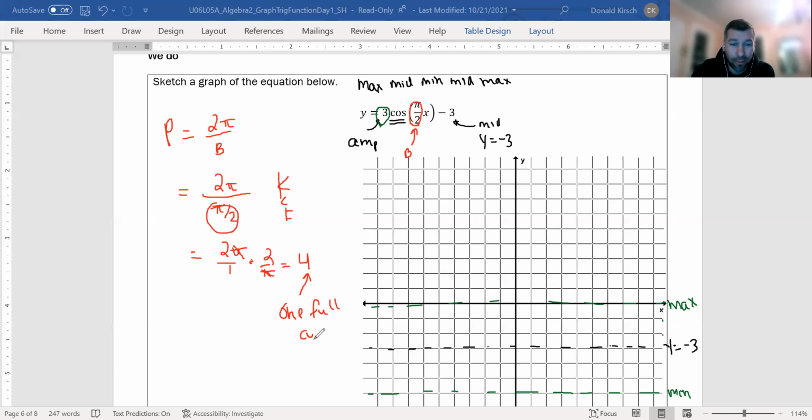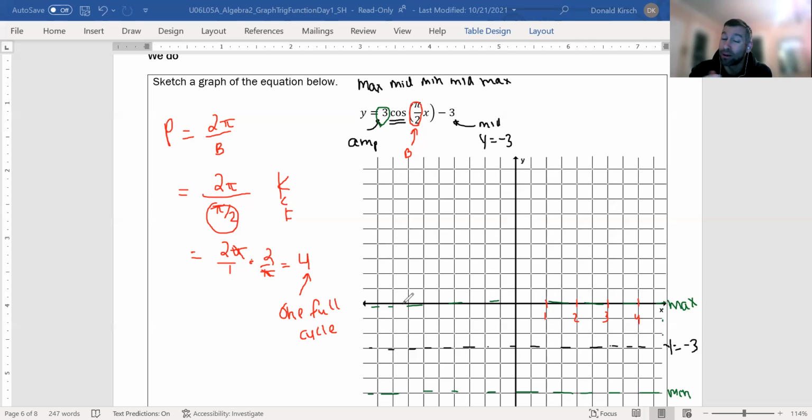Notice how we're not counting by pi anymore. We're not counting by 2 pi anymore. Our full cycle is going to be 4 whole units long. So I could just count 1, 2, 3, 4 and know that that's going to be a full rotation. And so we know we need to get to 4. What I'm going to do is skip some. So we'll call this 1, 2, 3, 4. There's my x-axis labeled as well. So I've got my y's and my x's all labeled.